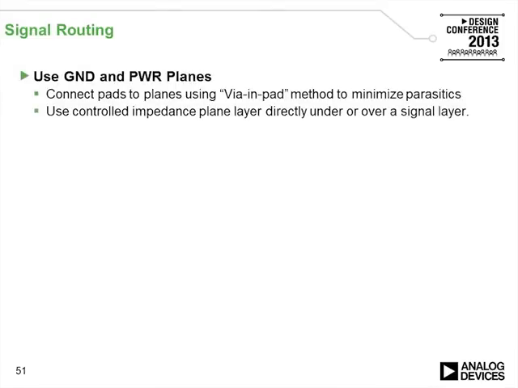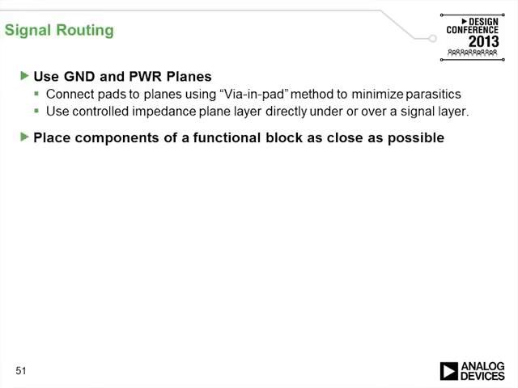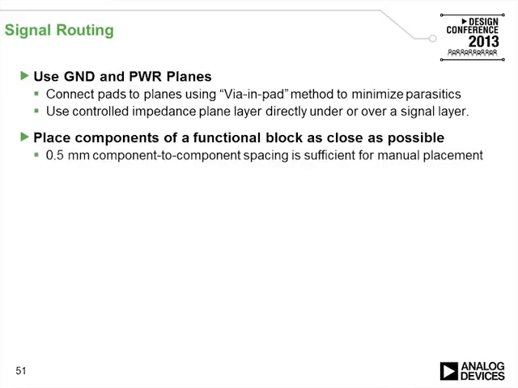Signal routing. We should use ground and power planes. We should connect the paths and planes using via in a pad method to minimize the parasitics. We should always use controlled impedance, plane layer directly under or over a signal layer. We should place components as functional blocks as close as possible. 0.5 millimeter component to component spacing is sufficient for manual placement with the tweezers. Automated placement machines might require less.